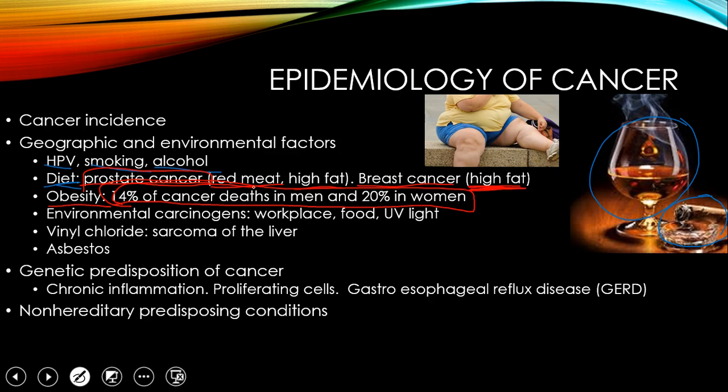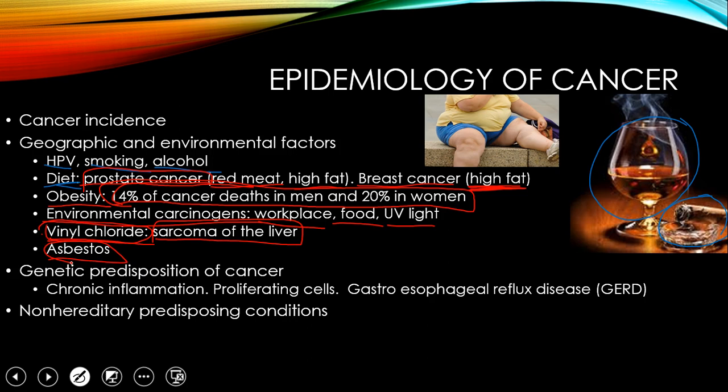So environmental carcinogens include ones in the workplace, or maybe certain foods you eat, or it could be UV light. It also could be something like vinyl chloride, which can cause sarcoma of the liver. I don't remember what vinyl chloride is, but apparently it's something that had been around for a while. Maybe it was some sort of vinyl, looks like plastic. And then, of course, there's also asbestos, which is a popular one.